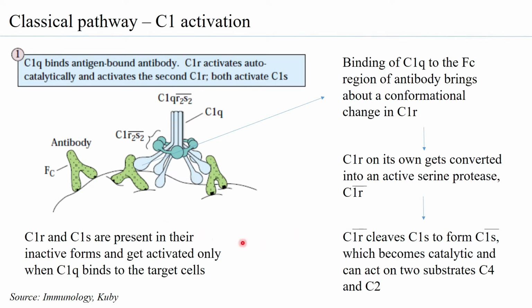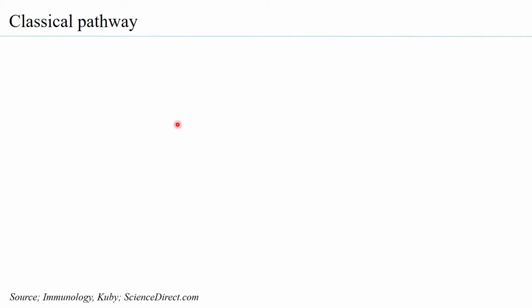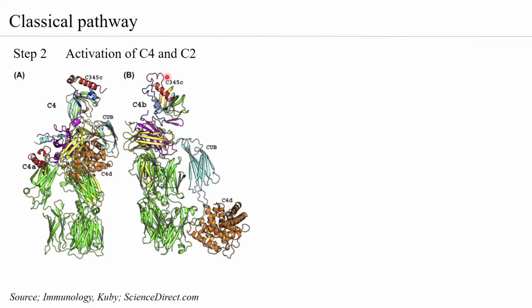So this has an important implication, because now you have an enzyme ready to carry out the next step. So you can see how one after the other the steps are moving. Now this was just essentially step 1. So what is step 2? Step 2 is therefore activation of C4 and C2. So these are the next components of the classical pathway.